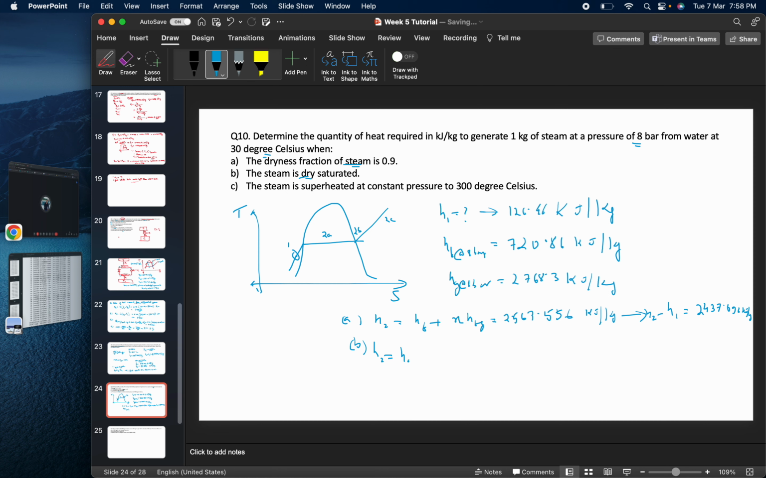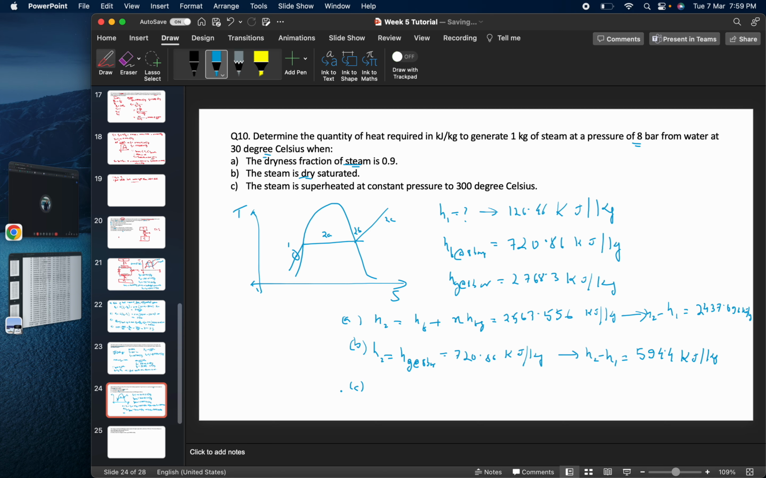Next, for case B the steam is dry saturated, so H2 is basically Hg at 8 bar. That is equal to 2768.3 kilojoule per kg, and therefore H2 minus H1 is 2768.3 minus 126.46, which is 2641.84 kilojoule per kg.